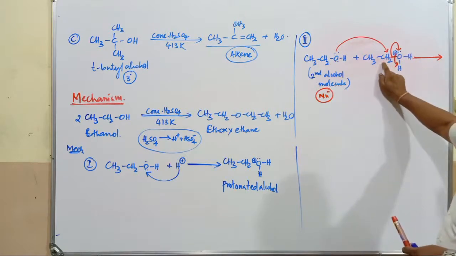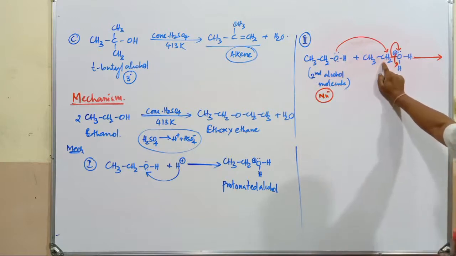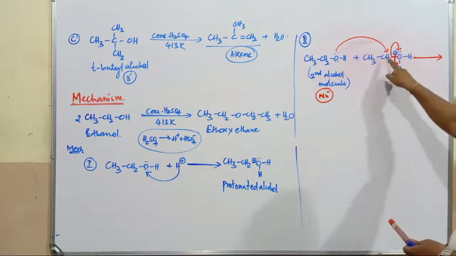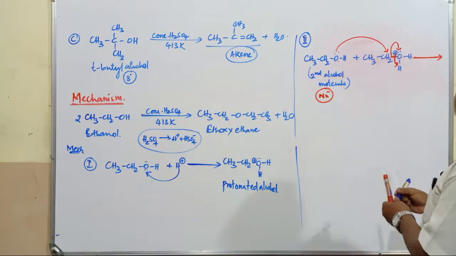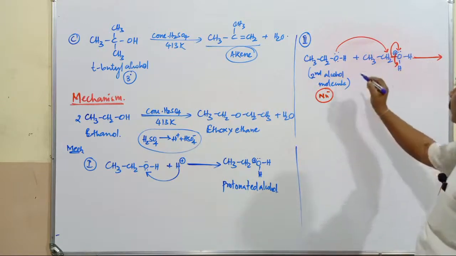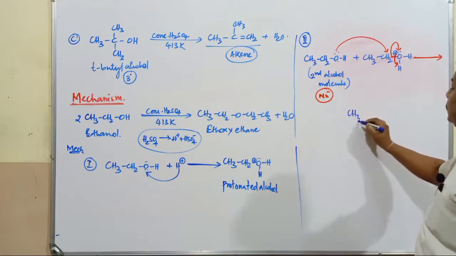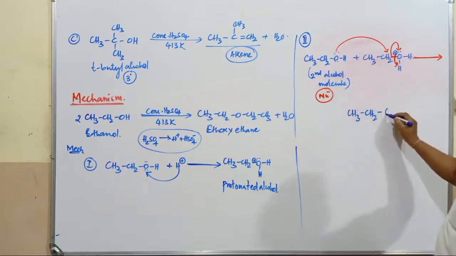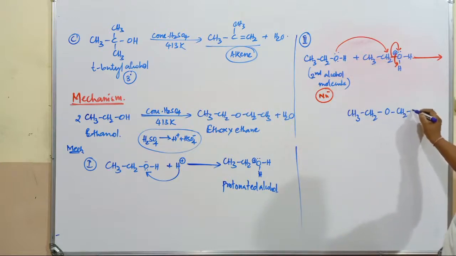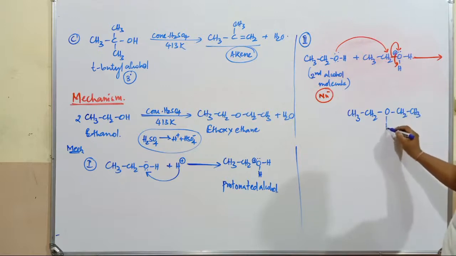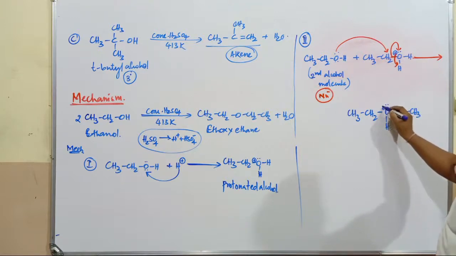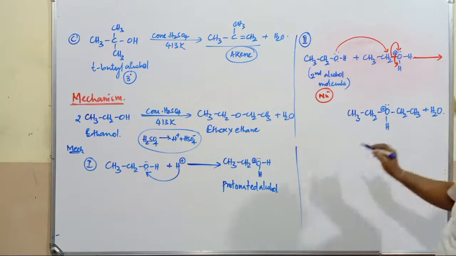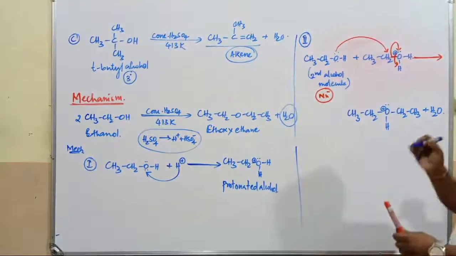The positive charge exists for a very short time, and immediately the nucleophile attacks that carbon atom having partial positive charge. After the elimination of the water molecule, just concentrate here. This is CH3, CH2, this oxygen is there, then CH2, next one CH3. This is hydrogen, lone pair and positive charge. And this water molecule is eliminated, that is H2O.